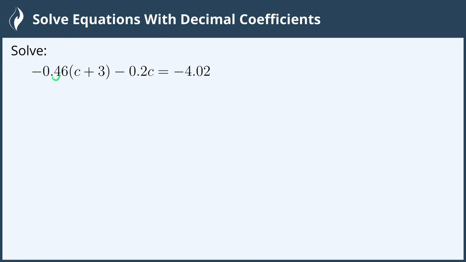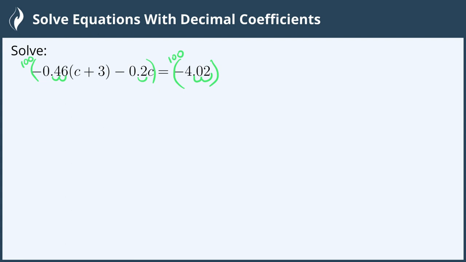So we'll count 1, 2 place values, 1, and 2 place values. So the largest is 2. That means I need to multiply both sides of the equation by a multiple of 10 with 2 zeros. That gives us 100. So we'll multiply both sides by 100.